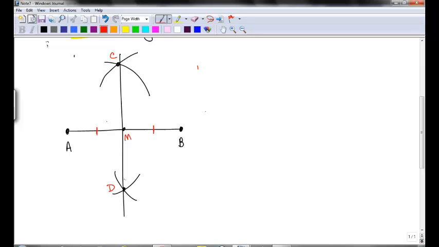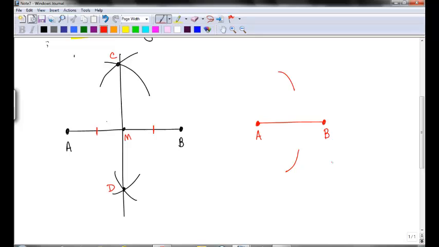Draw a different segment. Make it a different size, shorter. Label one end point A, one end point B. Make your compass bigger than half. So make it about 3/4 of the way. Put the point on A and put an arc up here. While the point's on A, do an arc down below. So you're going to do an arc here and an arc here.